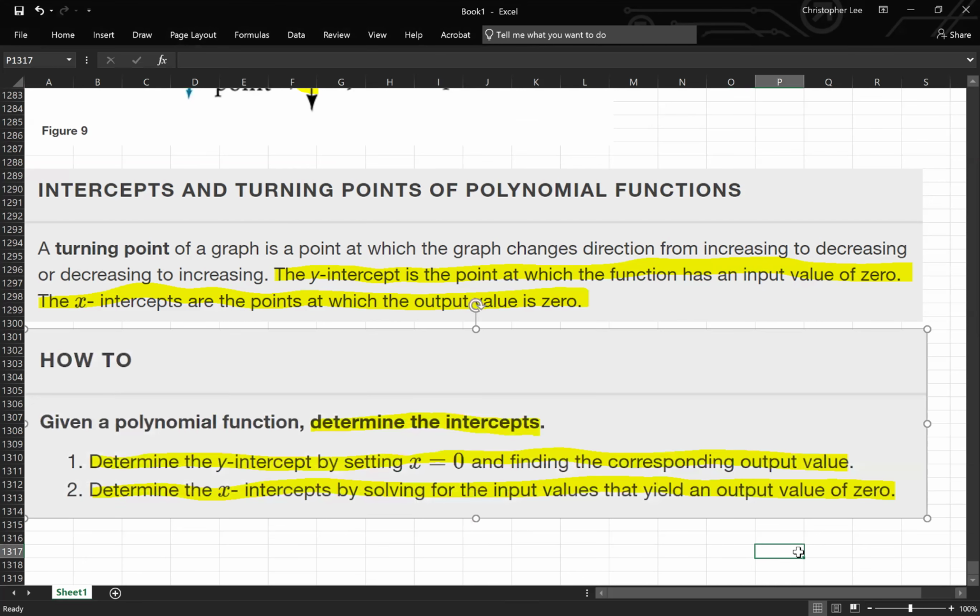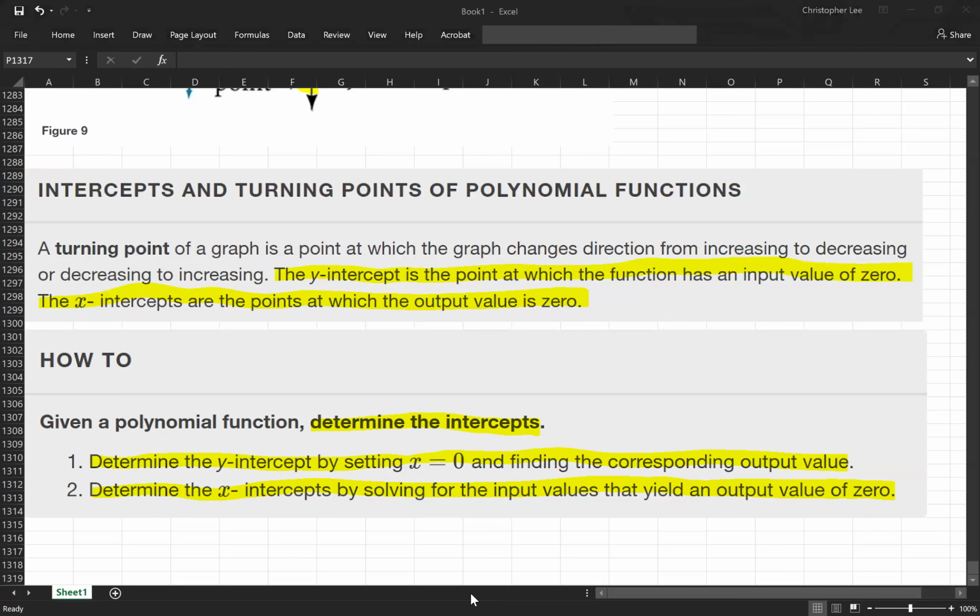All right, so given a polynomial function, we want to determine the intercepts, right? This is how you do it. Step 1, determine the y-intercept by setting x equal to 0 and finding the corresponding output value. Step 2, determine the x-intercepts by solving for the input value that yields an output value of 0. Simple, right? Not too bad.